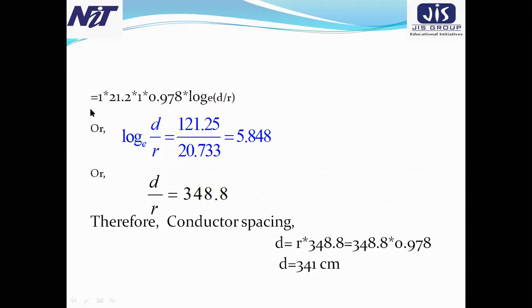So putting all the left hand and right hand side values, log d by R to the base e will be 121.25 divided by 20.733, the value will be 5.848.